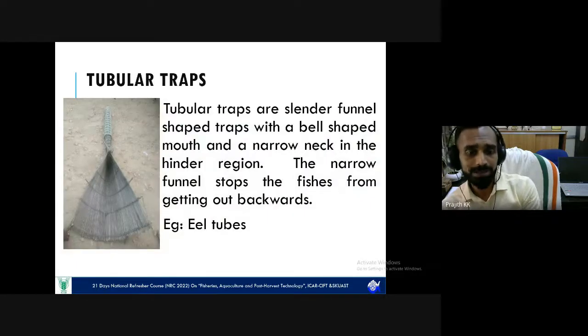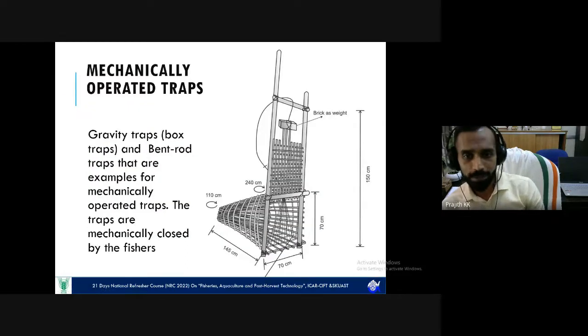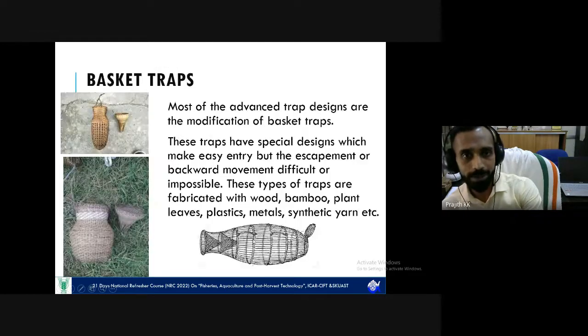Then tubular trap, this is from the northeast. Actually, you can see it is mainly for catching eels, that is, tube-like or snake-like fishes. One area is broad and fishes will move to the narrow side and get captured. This is a tubular trap. Then mechanically operated traps will be there. As the name indicates, once a fish enters, the fisherman will forcefully close the net or trap, so it will get entrapped. This is a mechanically operated trap.